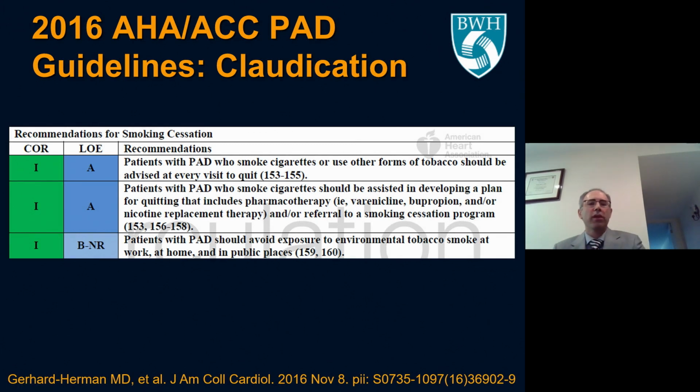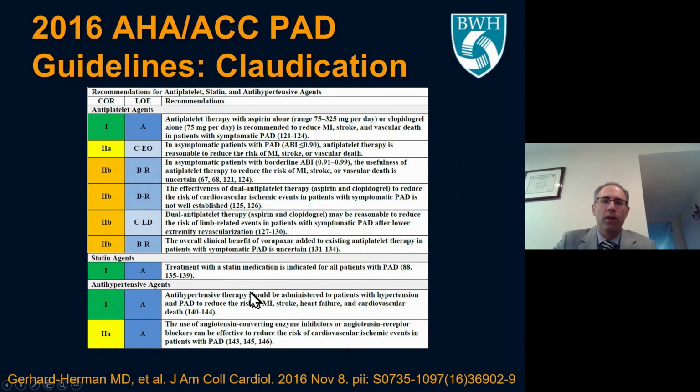All right, and so when we look at the recommendations for managing claudication, class 1 indication, everybody's got to quit smoking if they're a smoker. We want to leverage all of the tools that we have to do that, and we also want to make sure we're limiting environmental smoke exposure. What else can we do for our patients? Well, antiplatelet therapy gets a class 1 indication to reduce MI and stroke and cardiovascular death. Certainly, if patients are asymptomatic, it's a little bit of a weaker recommendation, but we still push the antiplatelet therapy. Statins are key. And then treating hypertension, also very important.